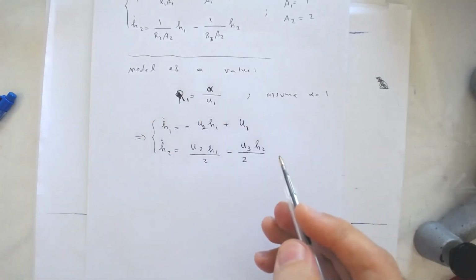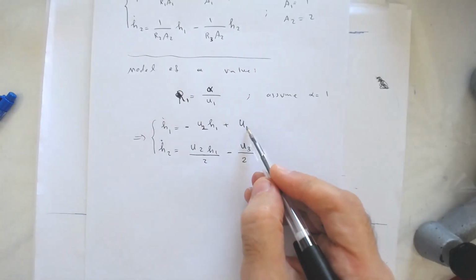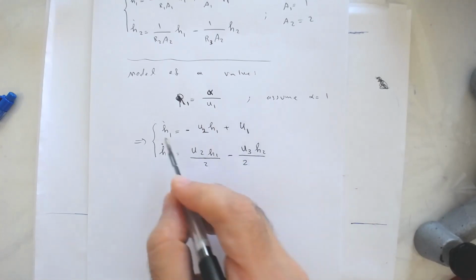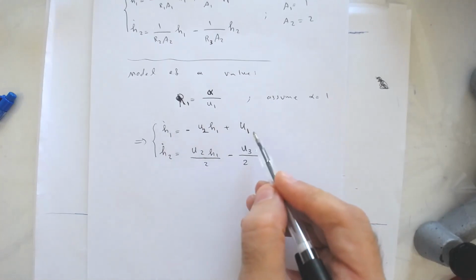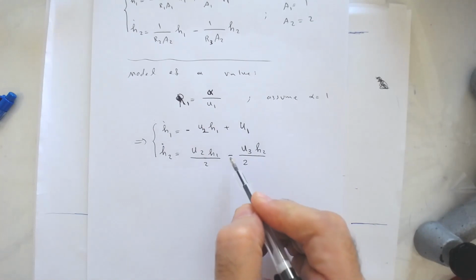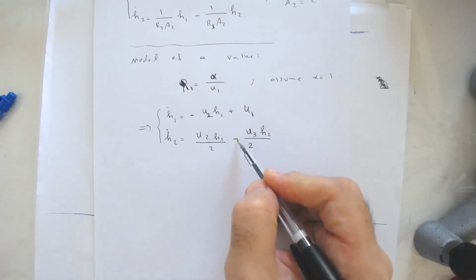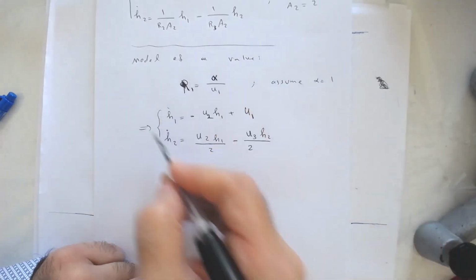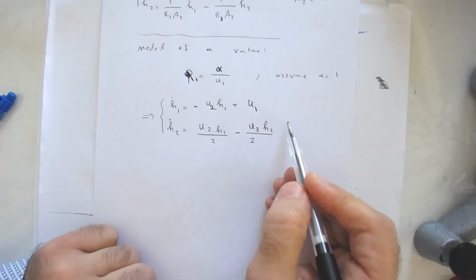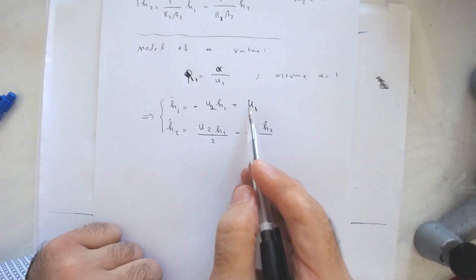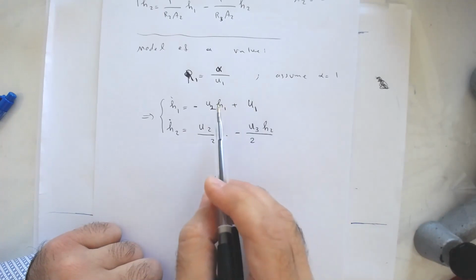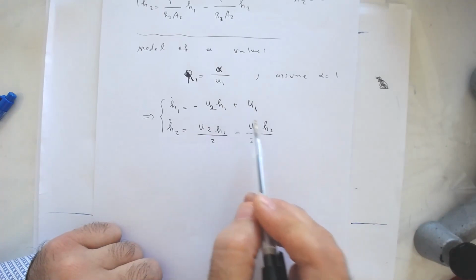So these are the equations we have. We have 2 states, H1 and H2, and we have 3 inputs, U1, U2, U3. Okay. So if you couldn't follow, just notice here that we have a system that has 3 inputs, U1, U2, U3, and it has 2 outputs, H1 and H2.